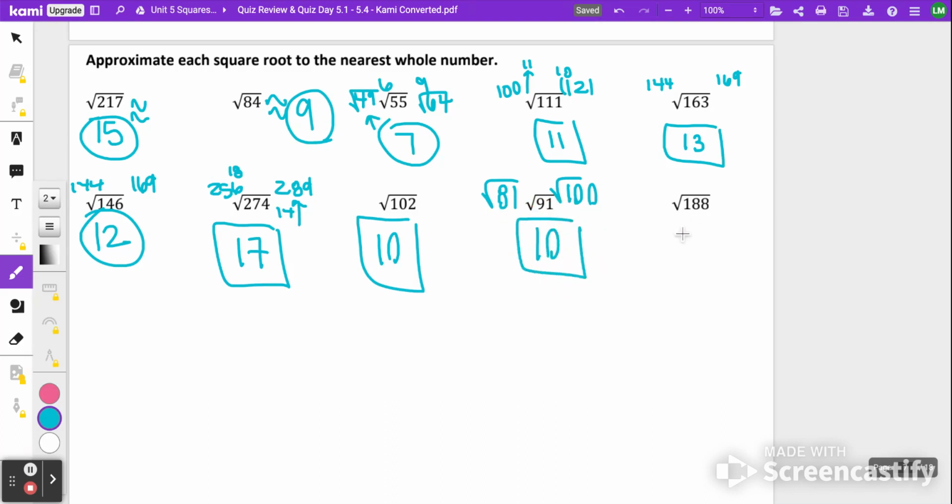And 188, that's going to be in between that 13 squared and 14 squared. 14 squared is 196, 13 squared is 169, and 188 is only 8 away from 196, but a little bit more from that 169. So this one is a 19 integer jump, this one's only 8, so we're going to say the square root of 188 is closer to 14.